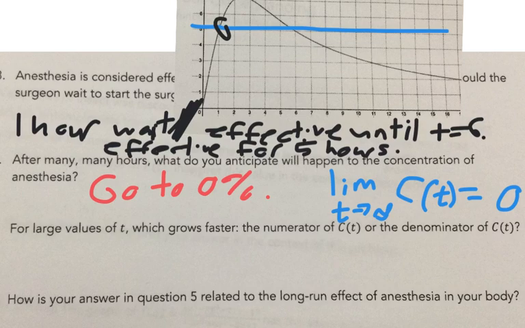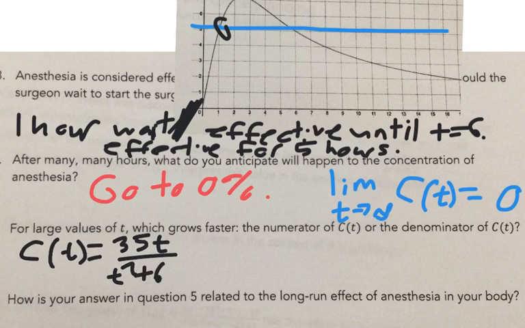5. For large values of t, which grows faster? The numerator of c of t or the denominator of c of t? So let's look at what c of t is again. 35t over t squared plus 6. So think, if I plug in a really big number, which one's going to grow faster? Why? Does everybody follow that? Because the denominator has a higher power, it's going to win at very extreme values.